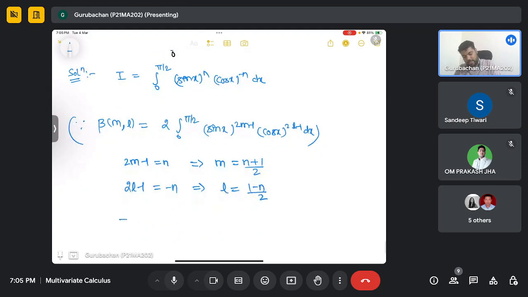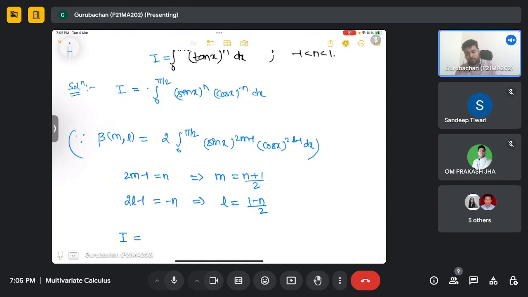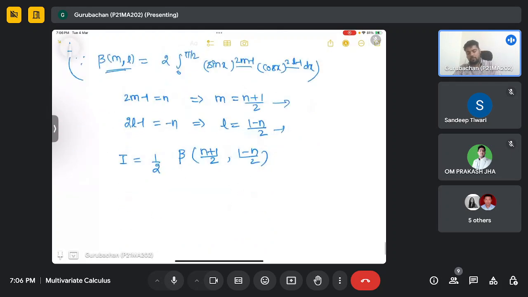So now you can write the above integral in this form, and since there is no factor of 2 here, we will divide by 2, and I'm skipping one step. We will get beta of n plus 1 by 2 comma 1 minus n by 2. Understand? Here beta of m comma l corresponds to 2m minus 1 and 2l minus 1. So we have taken this form, and from here we get beta of n plus 1 by 2 and 1 minus n by 2. And we know that beta of m comma n is gamma of n plus 1 by 2 gamma of 1 minus n by 2 divided by the addition of these two.